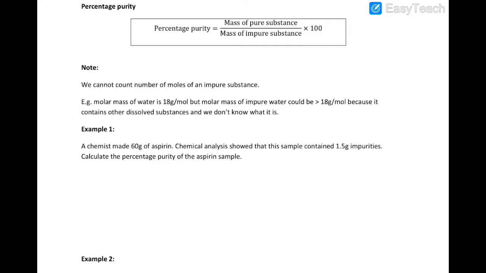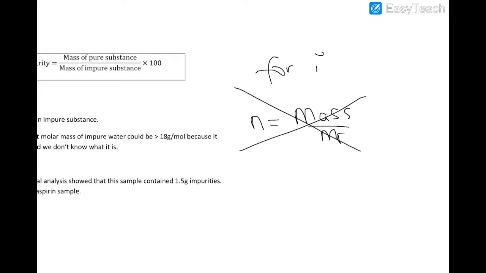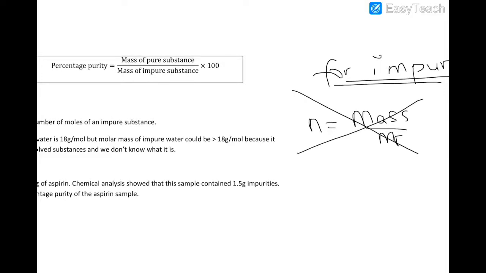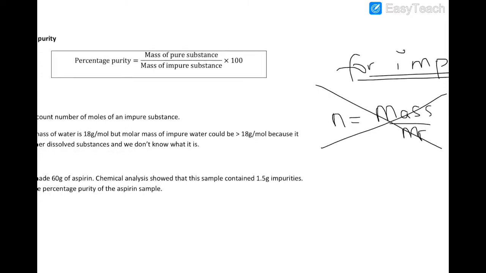So whenever we have an impure substance, we cannot use number of moles is equal to mass over Mr. For impure substances, it doesn't work. This only works for pure substances, when you know that, yes, this substance contains only this pure compound.